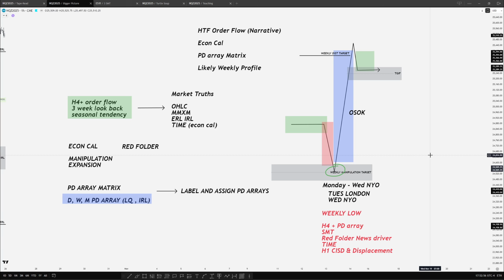And if you're going to take anything away from this video, it's this: when you have a losing day or even a winning day, make sure you understand what that day means for the weekly profile. Are we still in weekly accumulation? Have we formed the weekly low and now we're expanding towards the weekly draw? Has the weekly draw already been met and now we're going to consolidate and retrace back inside the range?